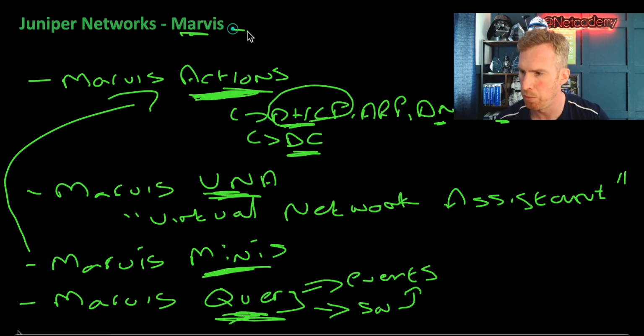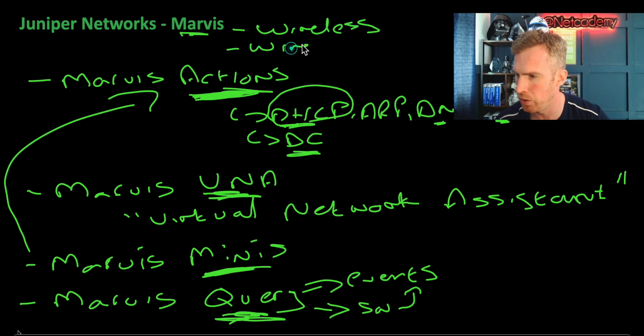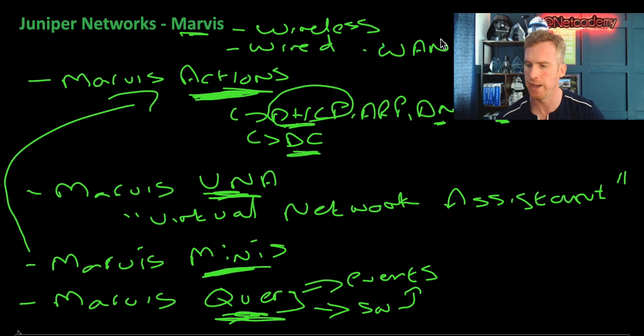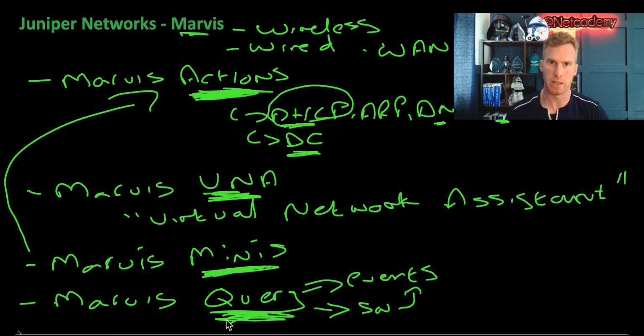And Marvis is supported for the wireless, so that is the Wi-Fi network. It's also supported for the wired, which is the Mist language for the switching network. And finally, it's supported on the WAN as well. And all of this, from the Marvis Actions to the Marvis VNA to the Marvis Minis to the Marvis Query, is just included in the Marvis license. So very straightforward in terms of licensing, but very powerful at the same time.